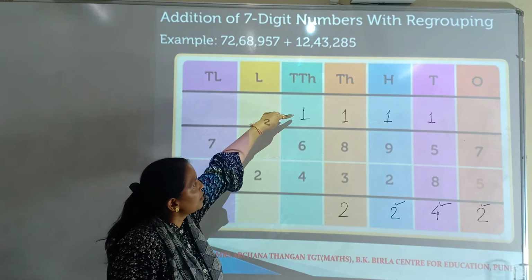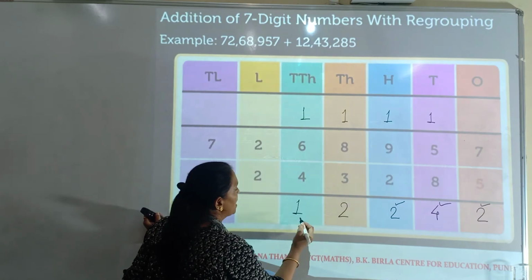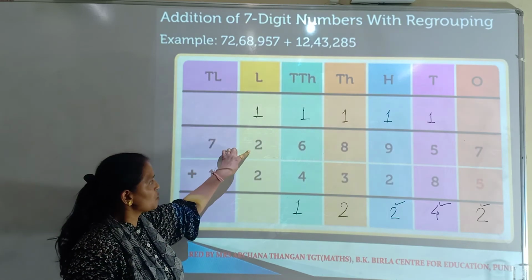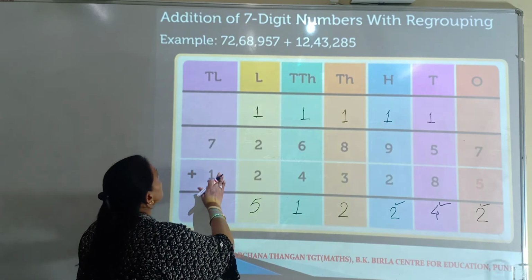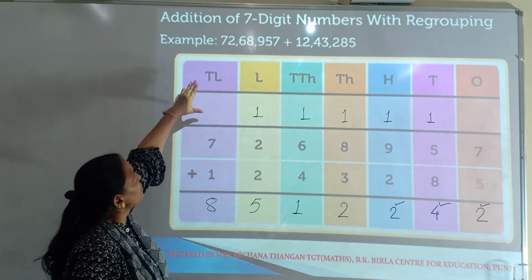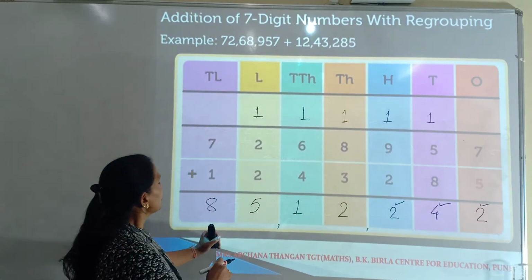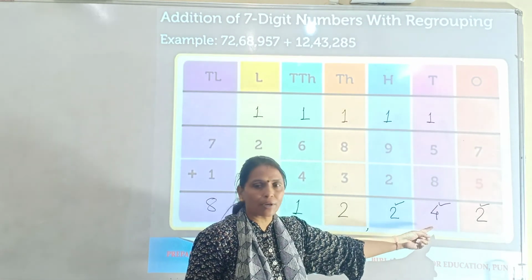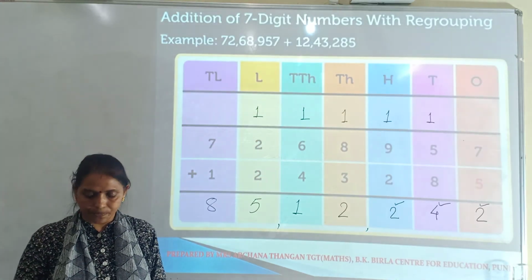Now the same rule: 1 plus 6 is 7, 7 plus 4 is 11. Write 1 in this place and carry the other 1 forward to the last place. 1 plus 2 is 3, 3 plus 2 is 5, and then last is 7 plus 1 is 8. So the addition of these two numbers, you have to read period wise. This is 85 lakh 12,242. This is the way we have to add 6-digit and 7-digit numbers.